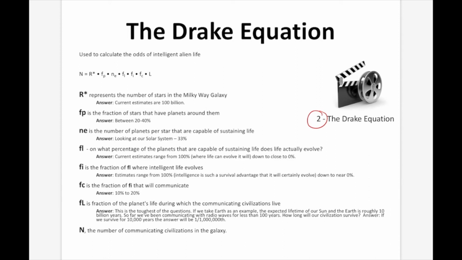FP is the fraction of stars that have planets around them. We can estimate that between 20 and 40%. NE is the number of planets per star that are capable of sustaining life. If we look at our solar system, that's about 33%.